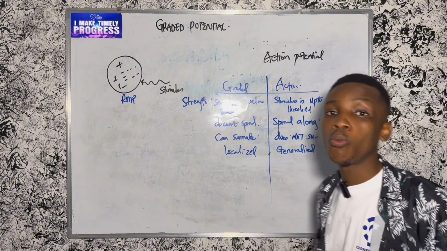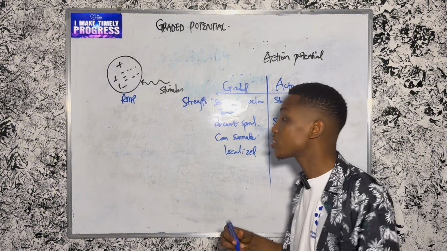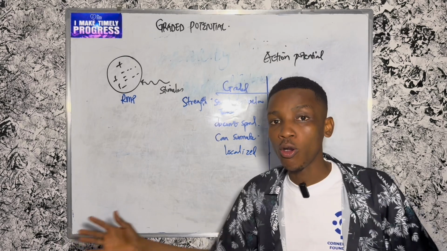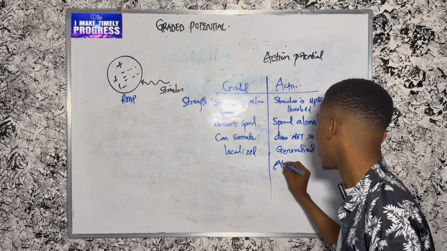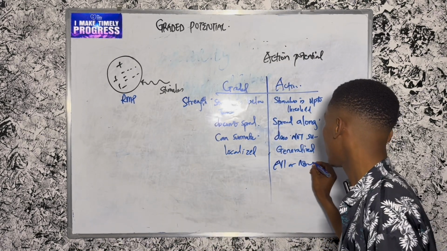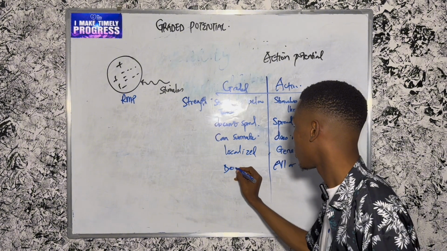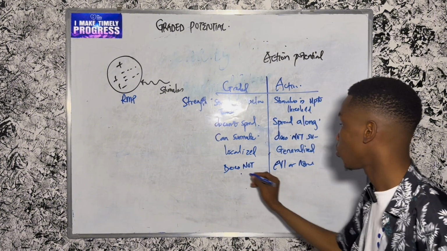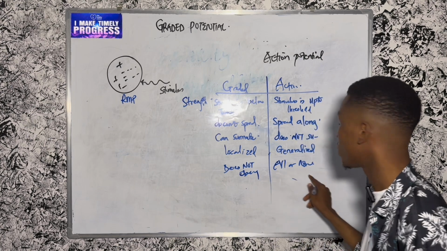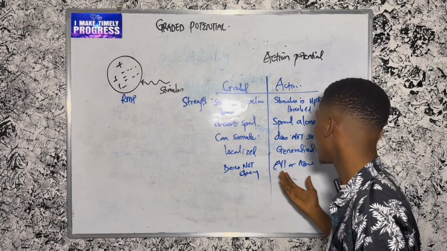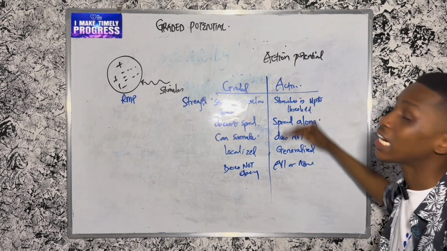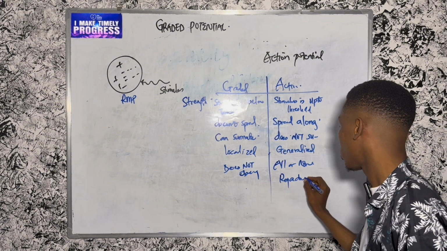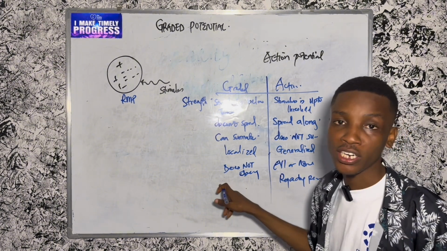Now, other than that, this action potential obeys the all or none rule. So as far as the stimulus is up to threshold, it will respond fully, all or none. But then this one does not obey that rule. Whereas this one obeys the all or none rule. Then we make mention of some other things, like for example, in action potential, we can have a refractory period. But here we can't have a refractory period.